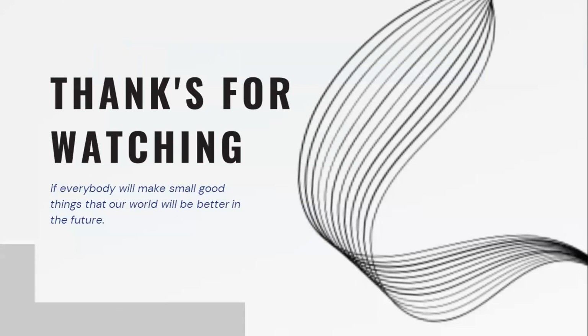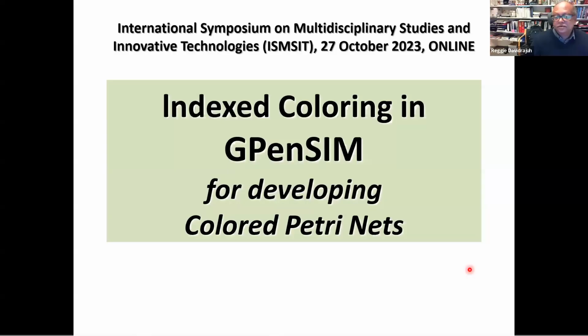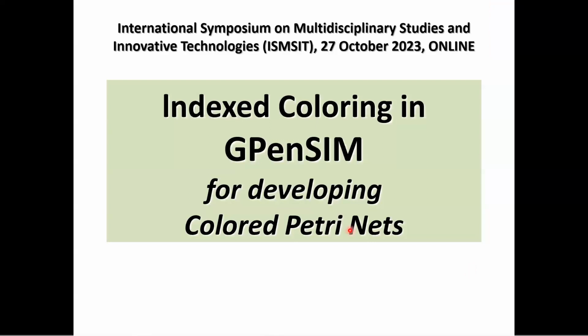The title of the next paper is Index Coloring in GPenSim for Developing Colored Petri Nets. Are the authors here? Yes, I am here. Okay, I guess you have two papers to present. Yes, exactly. Okay, you can present both of your papers. Yes, thank you. Let me now upload my, I think this is this one. Share. Okay. Yes, we can see.